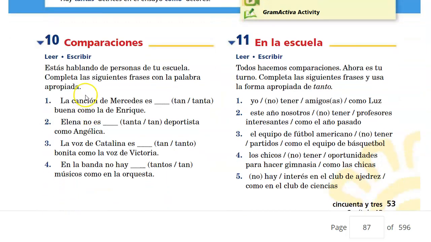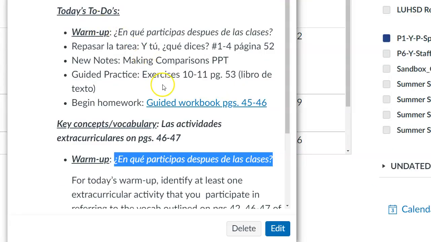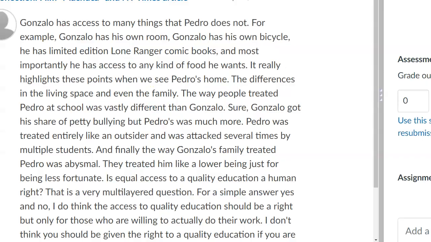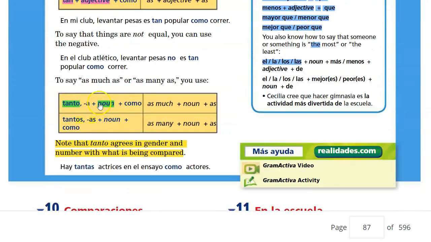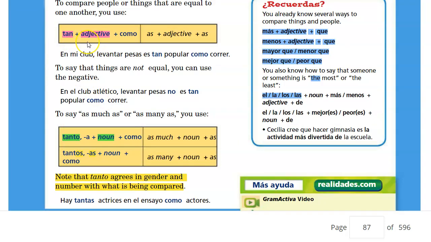All right, you're going to do exercises 11 and 12 as practice, and then we'll take a look at your homework for next class. Ejercicio 10, completa las siguientes frases con la palabra apropiada. Now remember, tan is always going to be used with adjectives. Tanto always going to be used with nouns, and tanto is going to change its form according to the gender and number of that noun.